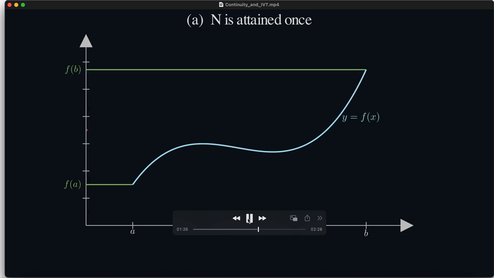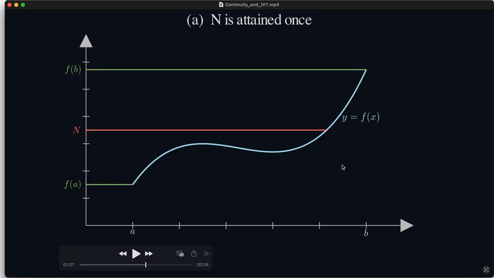So in other words, if n is any value, so let's pick a random value here between f of a and f of b, then the function has to cross it somewhere, right? Cross it right here. The theorem guarantees that there is a point somewhere between a and b such that the function crosses that value n. So here's the input that will give you that output n. And this is true for any n between f of a and f of b.